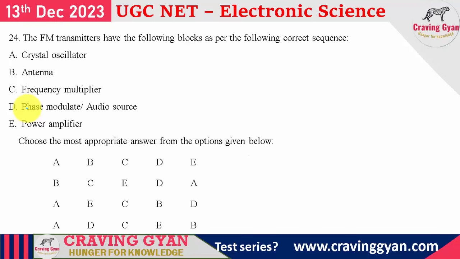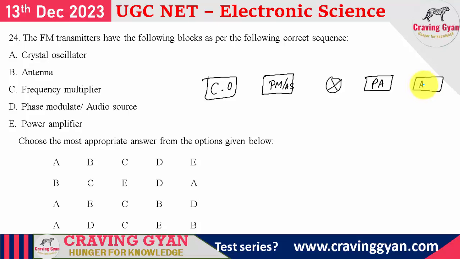24th question: arrange in an ascending order, or from left to right, they are telling. The FM transmitter has the following blocks, as per the correct sequence they have specified. Crystal oscillator will be at the starting point. Next, you will have the audio source or phase modulator. Next, a frequency multiplier. Next, the power amplifier. Final stage will be what? Antenna, the transmitting antenna. This is at the transmitter end.